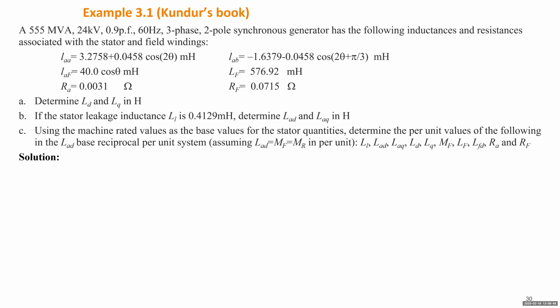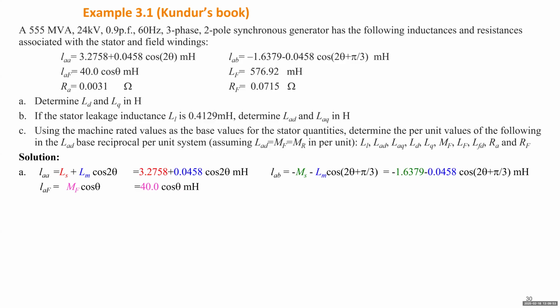So we're going to calculate the following parameters. First we just put the LA in this line and compare to the formula. We know the constant part is LS, which is the self-inductance of the stator winding. LM is actually the magnitude of the oscillating part. So corresponding to that equation, we can just color them to identify those items. So LOEB has the constant part, which is negative MS. Okay.